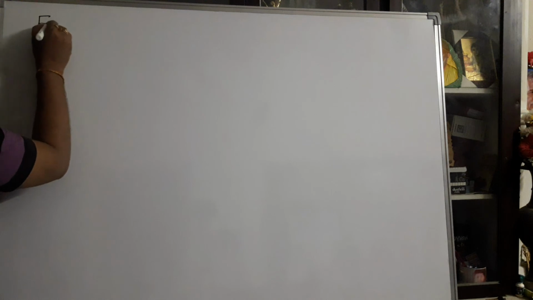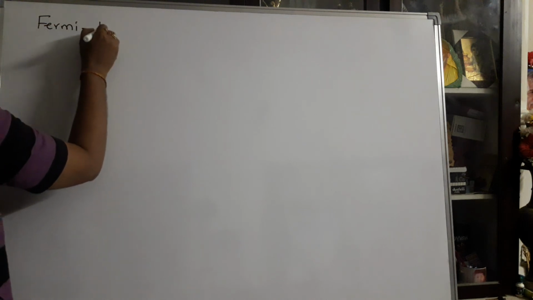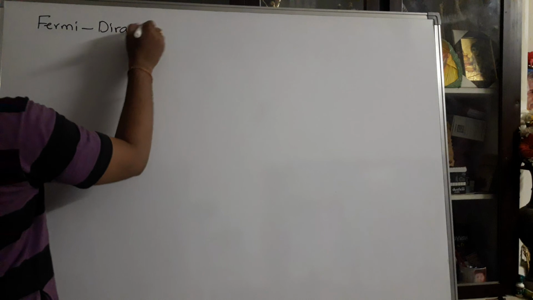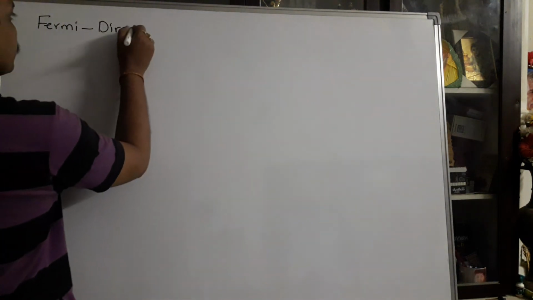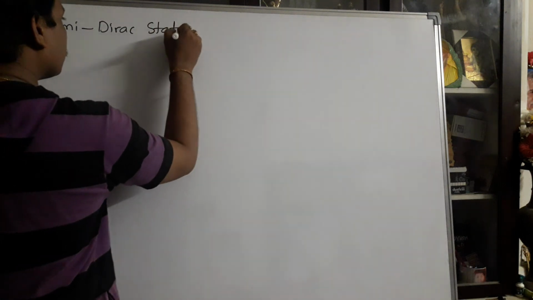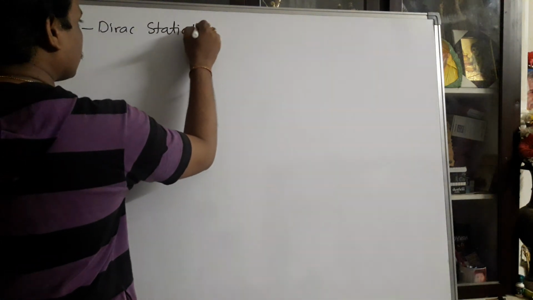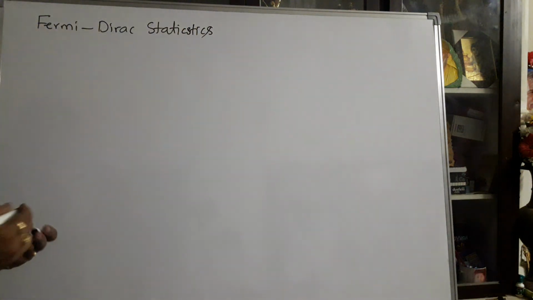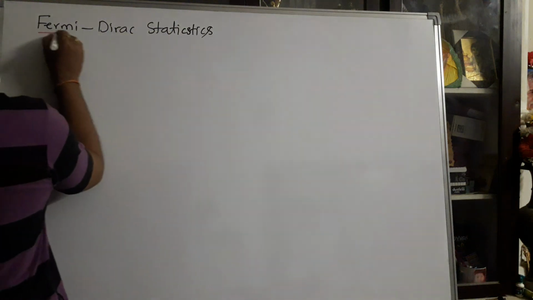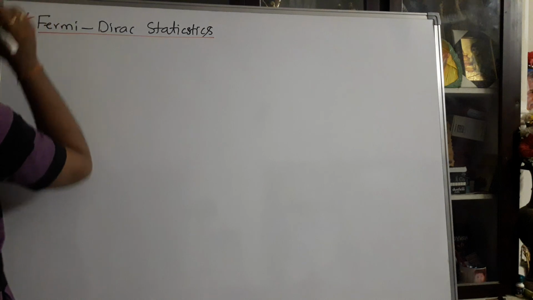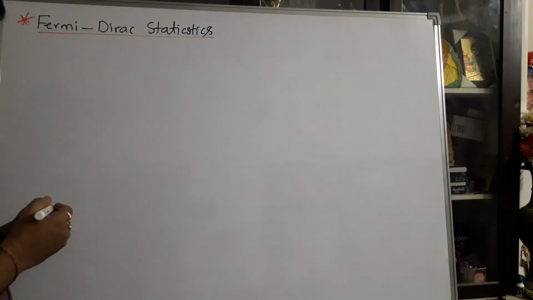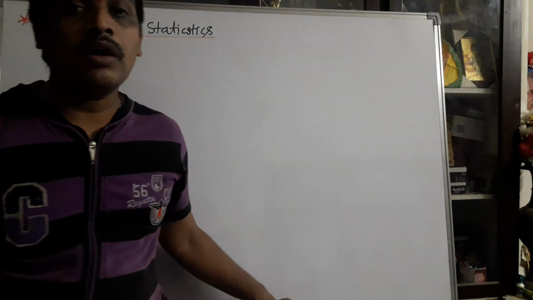The next topic is Fermi-Dirac statistics. This topic is very important in our present chapter, unit number 2, chapter number 2. This topic is explained in our next class.